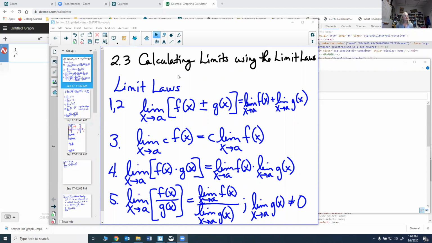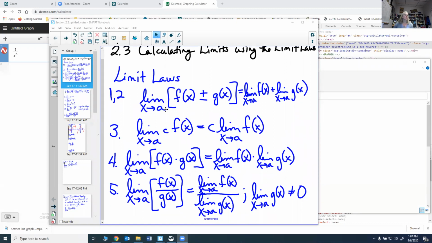So this section is going to look at how we actually find limits algebraically, and we use limit laws to do that. So we have to understand what those limit laws are. You don't have to use limit laws only algebraically, but they're useful for doing things algebraically to know them. So here are all the limit laws.